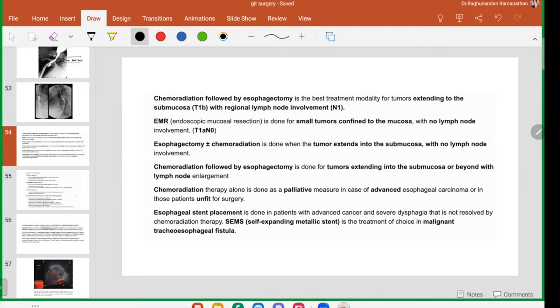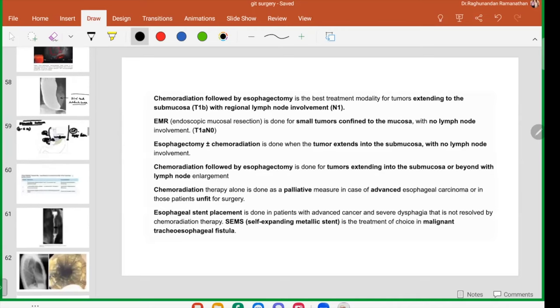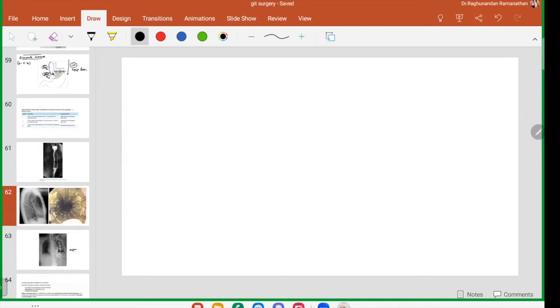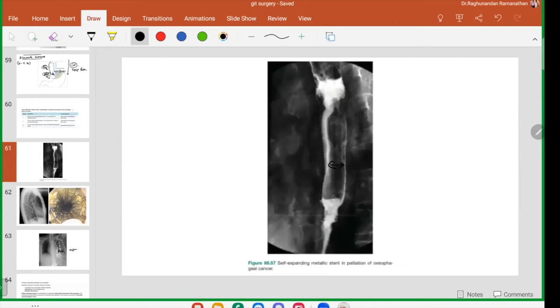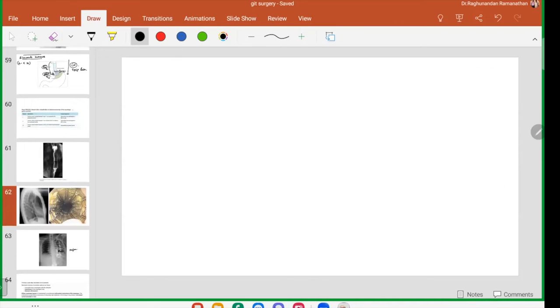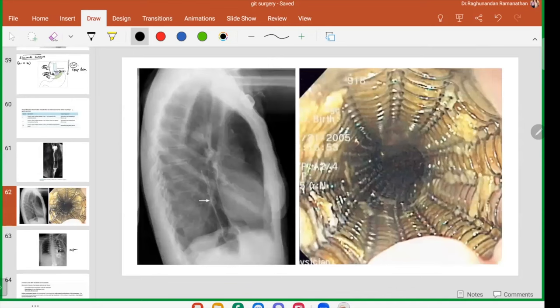Okay, so is there any doubt? And I will show you the transesophageal fistula, which I didn't show you on that day. So this is your transesophageal fistula. I showed you this picture, isn't it? This is a straight x-ray, erect x-ray. From your lateral view, you can see this fistula, and this is going to be your SEMS.